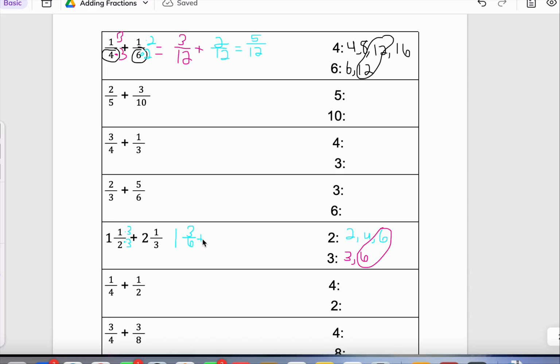plus, and now let's convert the 2 1/3 to sixths. So I have to multiply 3 by 2, and I have to multiply the 1 by 2. So I get 2 2/6. And now I can add them. I'm going to add the whole numbers first. So this equals 3 and 5/6.